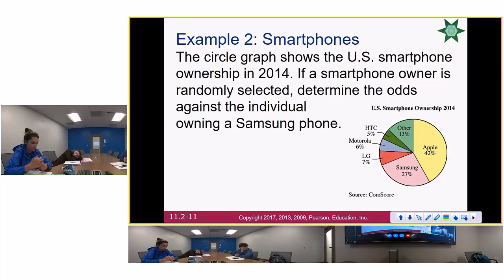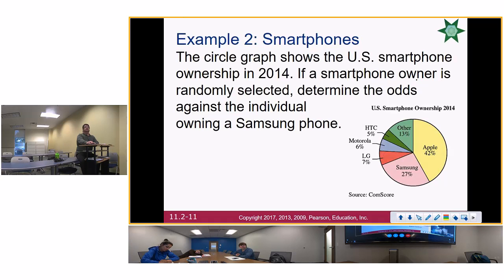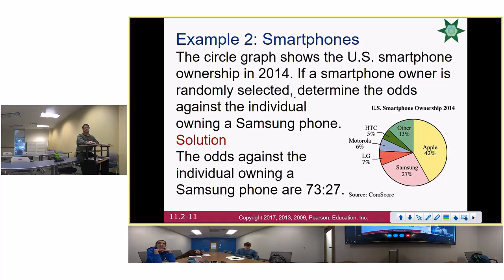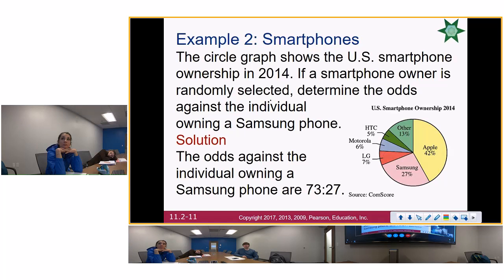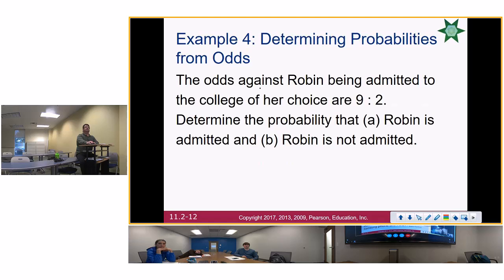The circle graph shows smartphone ownership. If a smartphone owner is randomly selected, determine the odds against the individual. I thought we just did that. Oh, they just restated it. I'm sorry. The odds against Robin being admitted to the college of her choice are 9 to 2. Determine the probability that Robin is admitted. Okay, they're going backwards here.